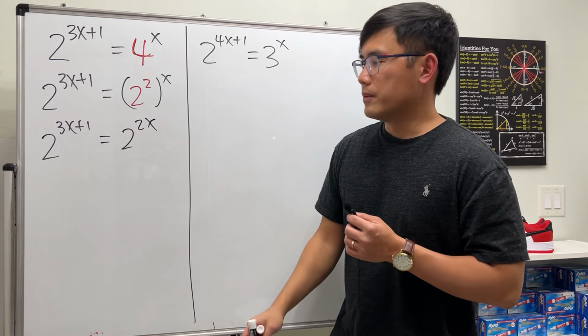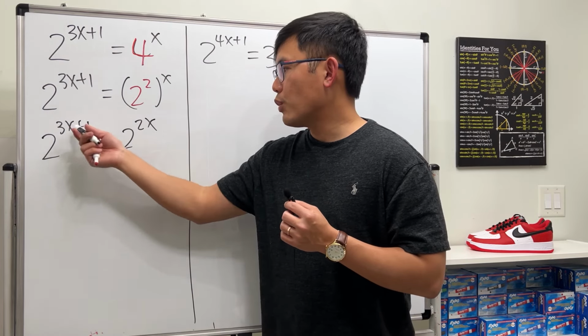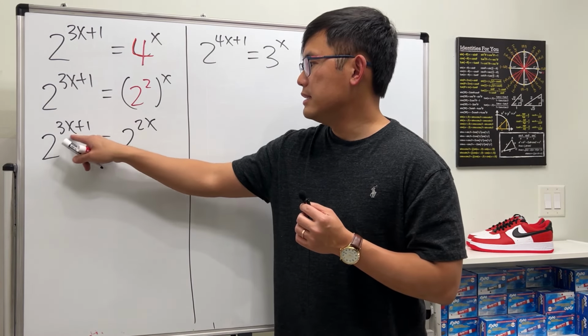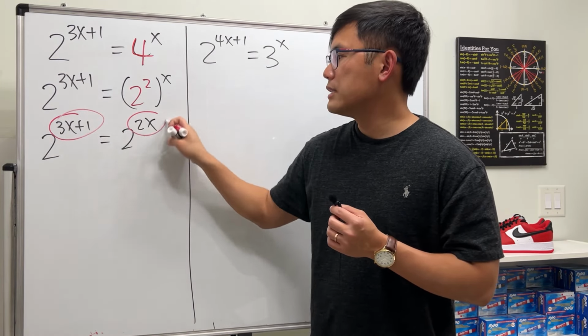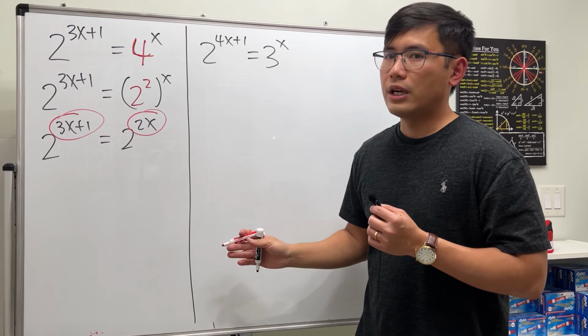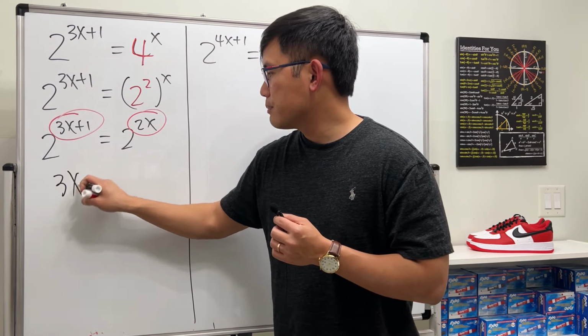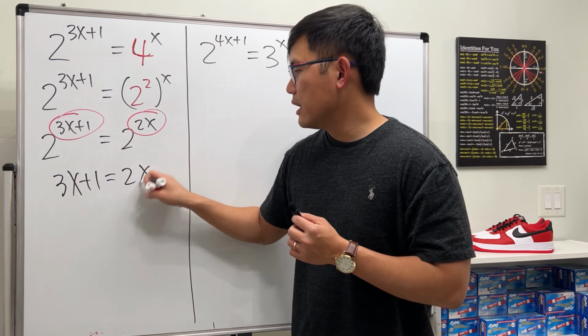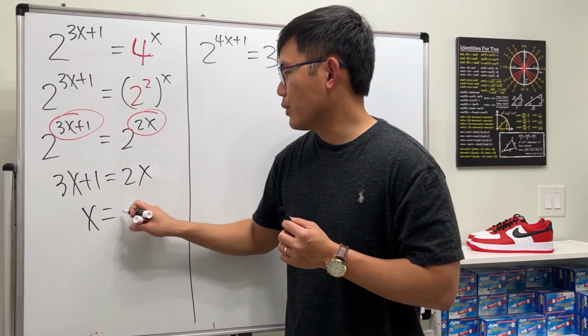And now here's the deal. Exponential functions are 1 to 1. 2 to the whatever is equal to 2 to whatever, and this is just linear. So we can just look at this power here and this power here. They have to be equal to each other. So we must have 3x plus 1 being equal to 2x. And then solve this, move this to here, so we get x. X is just equal to -1.